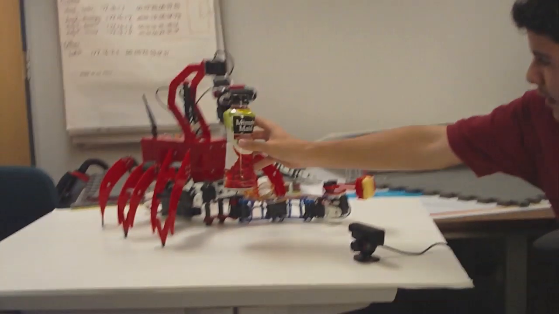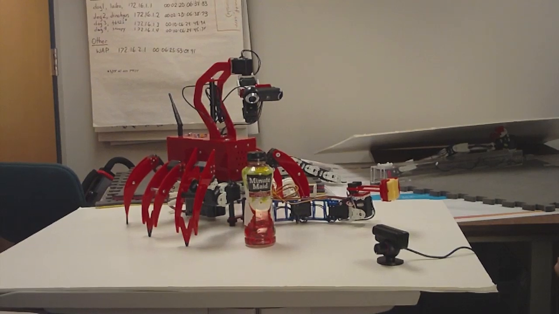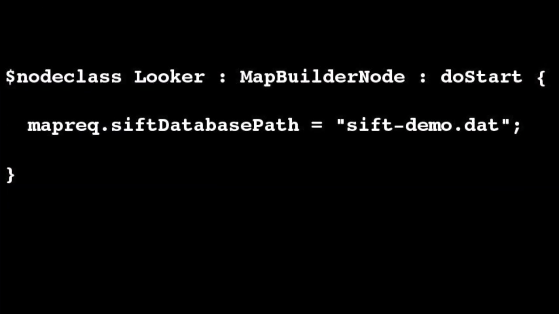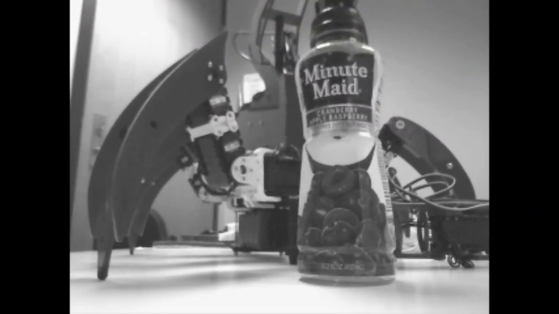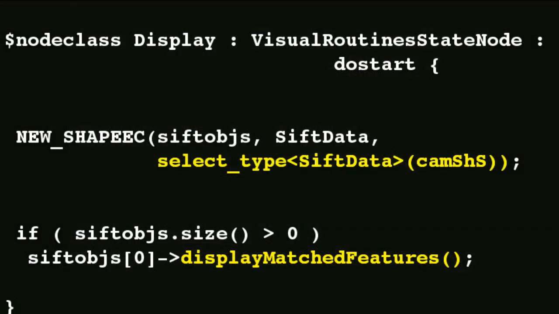Now we can use SIFT to look for the juice bottle in a cluttered environment. We use a map builder node to look for SIFT objects. Here's what the camera sees. We can use a visual routine state node to display the features that were extracted from the image.